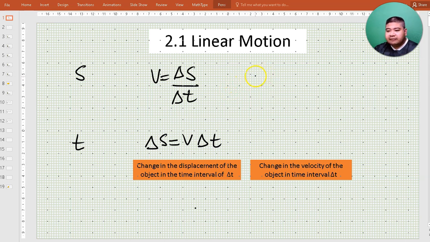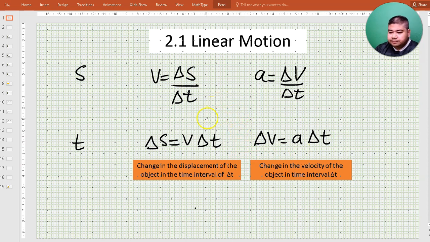Another quantity that can be derived from V, S and T is the acceleration. So acceleration is equals to change in the velocity over change in time. So we can rewrite the equation as change in the velocity is equals to A times the change in time. So as I've put in the orange box here, the delta S is the change in the displacement of the object in the time interval of delta t, and delta V is the change in the velocity of the object in time interval delta t.